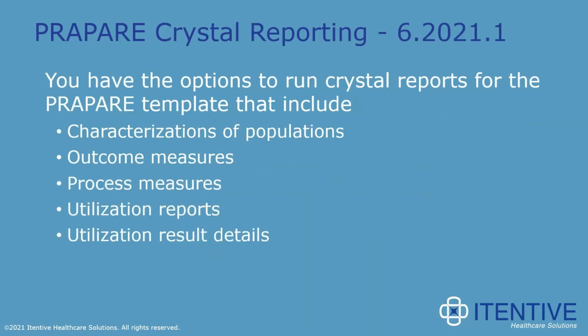The spring 2021 release also allows the ability to run Crystal Reports to see different measures upon the implementation and use of the Prepare template. To run those reports, you're going to navigate to File and then into Reports and Crystal Reports, and you can expand that all encounters for all patients. You can choose which Crystal Report you would like to run from the list of 5, those of which including characterizations of population, outcome measures, process measures, utilization reports, and utilization result details, and you can export those as needed.